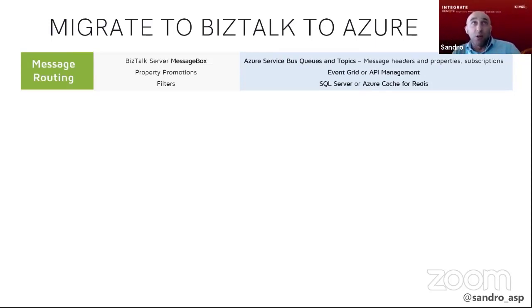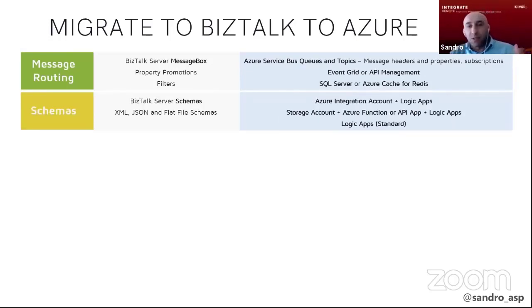But you can also use Event Grid, or even API Management to route the message. Simple routing depending on some of the properties. You can actually set one backup service or another backup service. You can do this easily. You can do it in SQL Server, for example, or you can use Azure Cache for Redis. It supports a pub/sub mechanism. So there are a lot of options there.